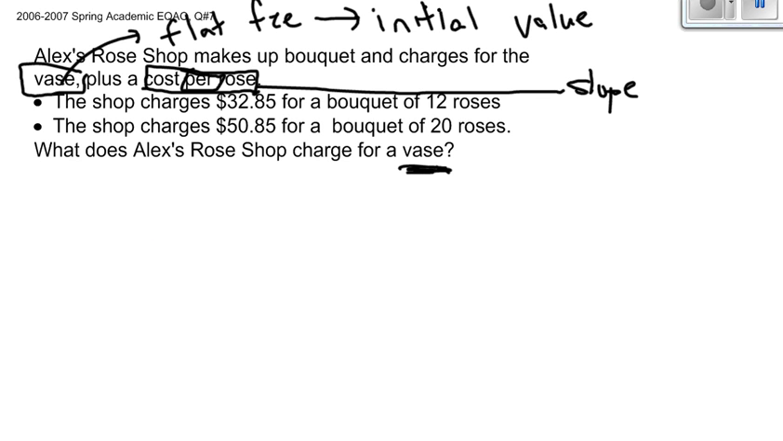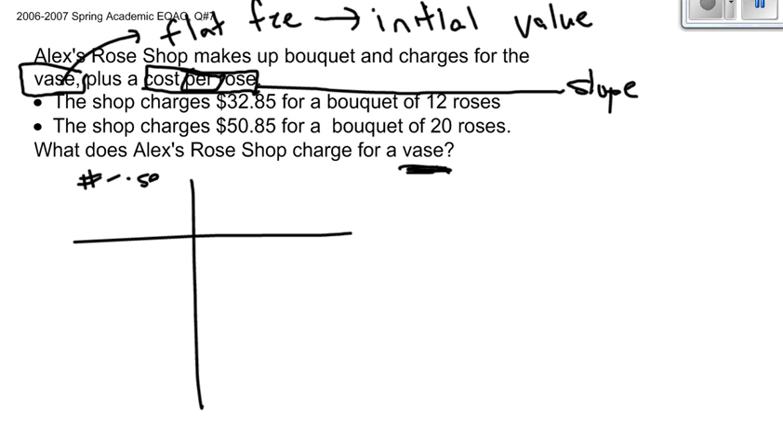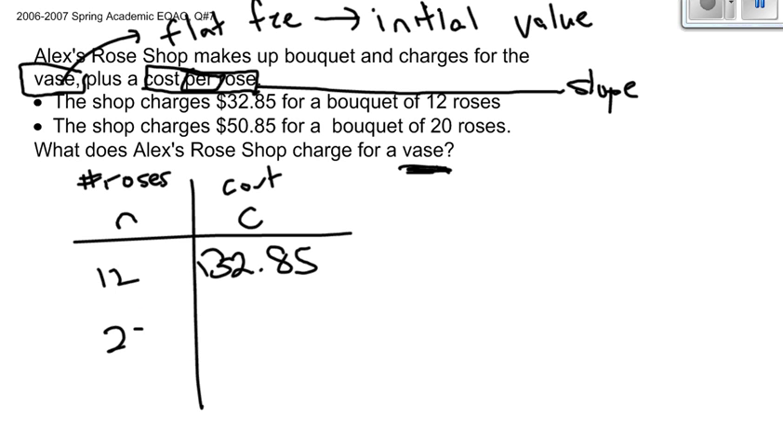So let's make a table of values because that's what we had in the last question. So I'm going to say the number of roses is going to be N for number, and the cost is going to be C. So I know that 12 roses is $32.85. I know that 20 roses is $50.85.